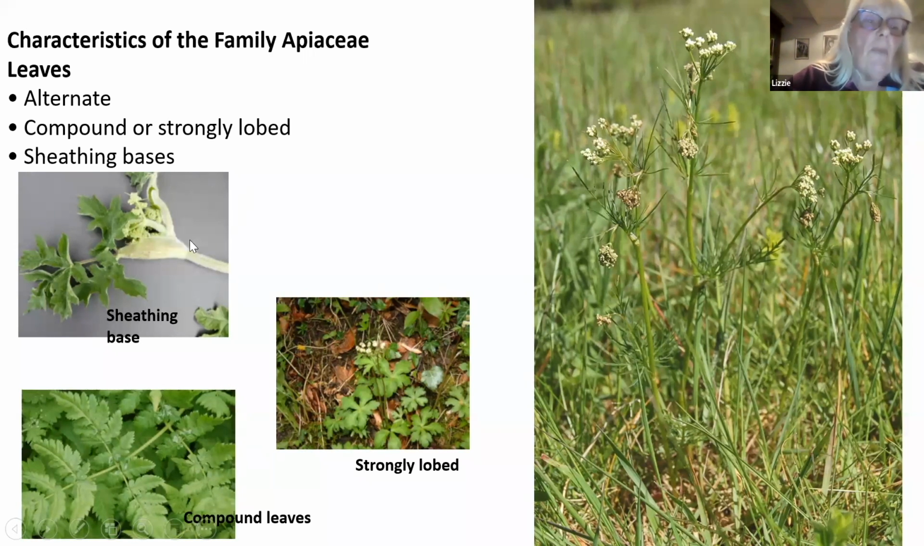And the sheathing base, this is where the leaves are emerging out as the plant grows. That is really quite diagnostic for some species, and it's very characteristic. Some kind of sheath, like a sort of membrane around the developing leaf and flower bud, is quite characteristic for this family. So you look at the leaves, you look at the fruits, you look at the flowers.